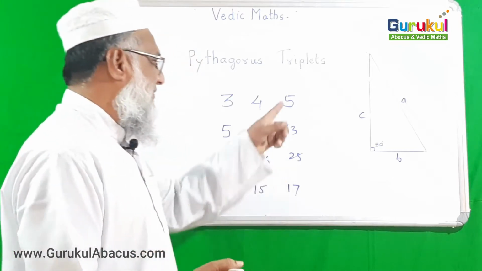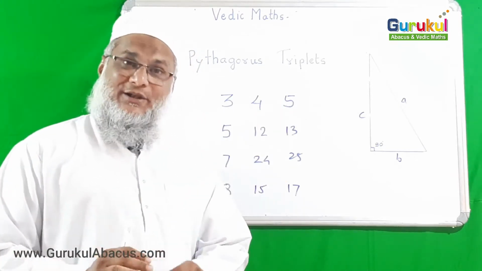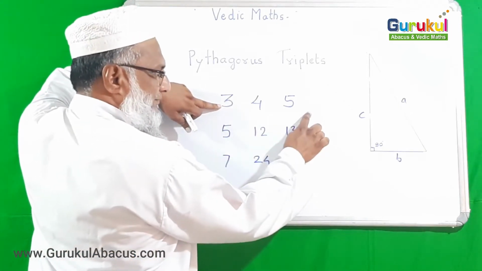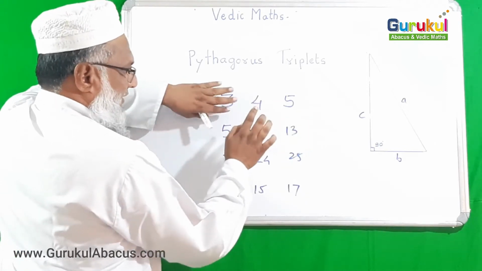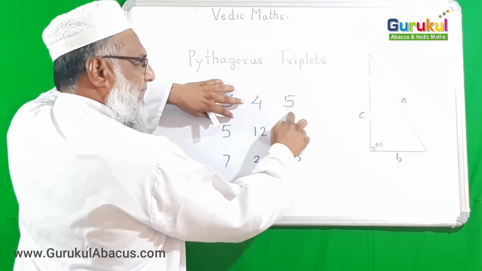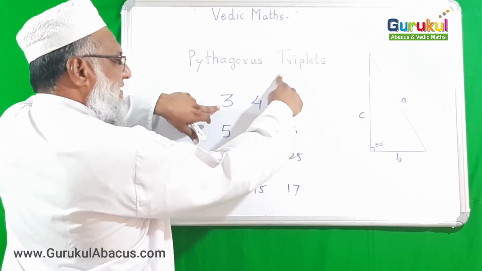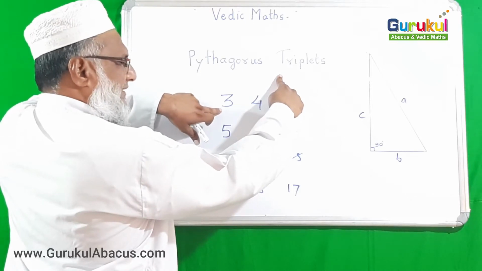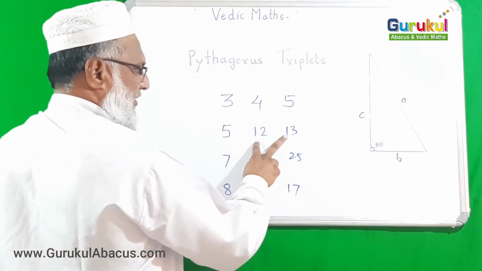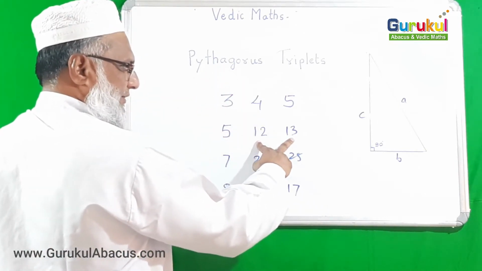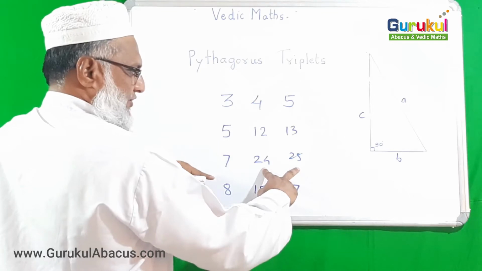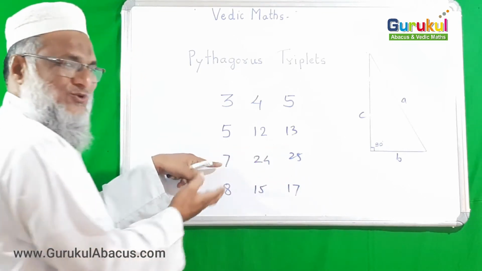I would also like to tell you some relations between the numbers, so that your learning would be forever. Observe the first triplet 3, 4, 5. Add 4 and 5: 9, which is the square of 3, the first number. Here also, add 12 and 13: 25, which is the square of 5. 24 and 25: the addition is 49, the square of 7. It is funny, no?